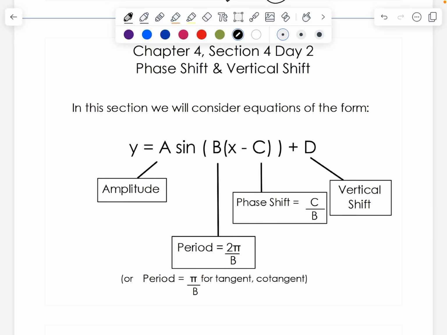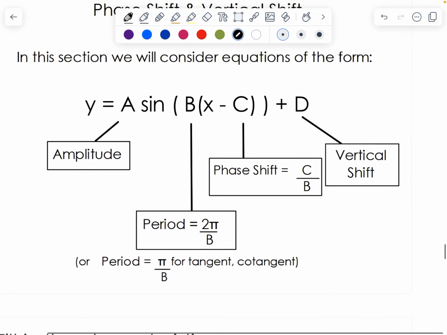Hey guys, here's part 2 of our graphing video. So we're graphing day 2 with phase shifts and vertical shifts. So we're still looking at our main function here.